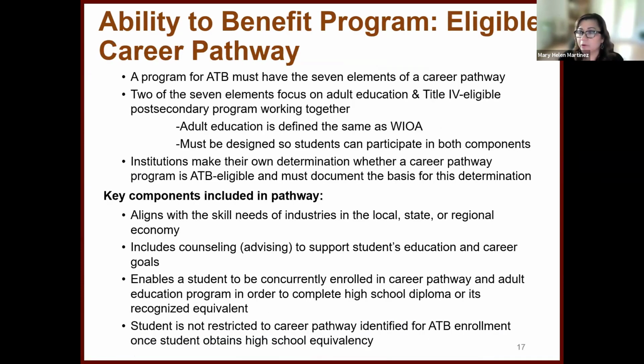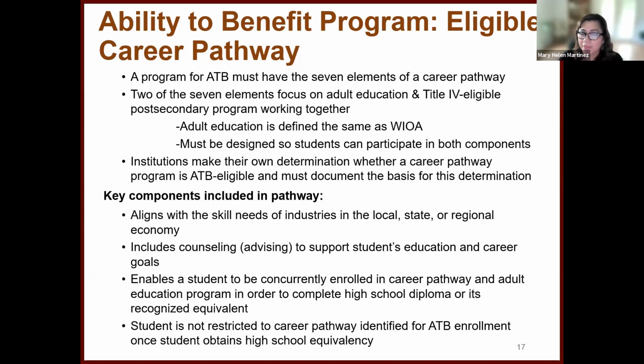So this one is the eligible career pathway, and this is where we get the most questions, but the federal guidelines identified 7 elements of a career pathway, and we'll go through them in just a minute. But 2 of those seven elements actually focus on adult ed and that Title IV eligible post-secondary program working together. Adult education is defined the same as in WIOA, the Workforce Innovation and Opportunity Act, and must be designed so students can participate in both components. At Alamo Colleges, we do not have the area adult ed program housed at Alamo Colleges. So we go externally. Region 13, I'm sorry, that's Austin. Region 20 is our partner for our adult ed programming.